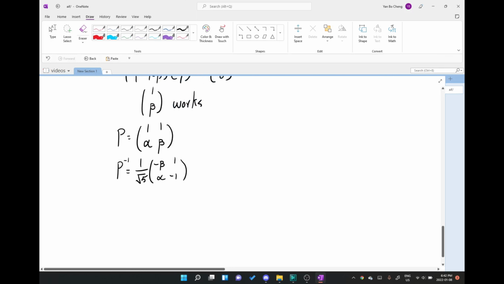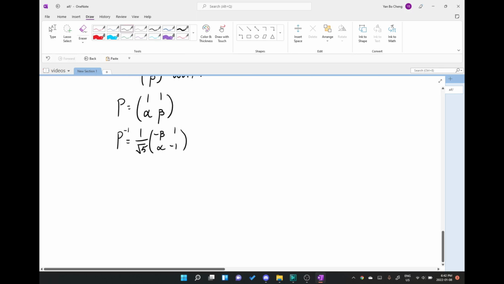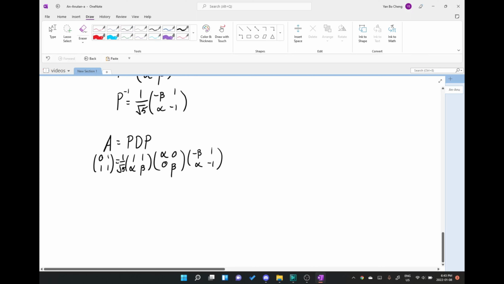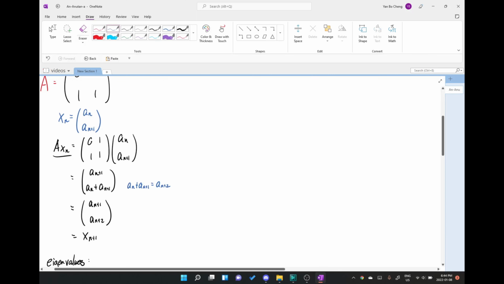Okay, and now we're almost done because we have that A is equal to P times D times P inverse. I'll write it out more specifically. We have that 0, 1, 1, 1 is equal to 1 alpha, 1 beta, I'll write root 5 here, times alpha, beta, zeros, and minus beta, alpha, 1, and minus 1. That is equivalent. Okay, so we're back here.